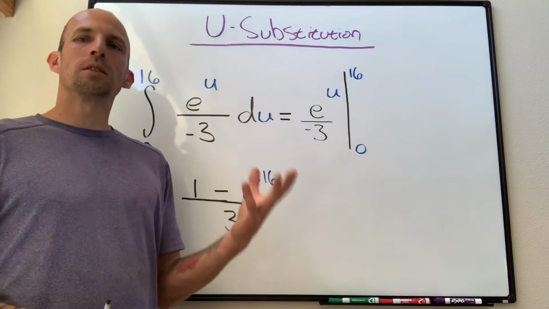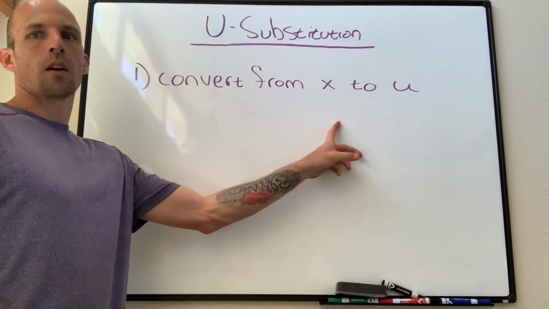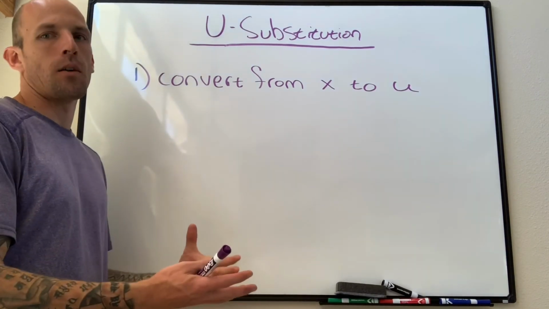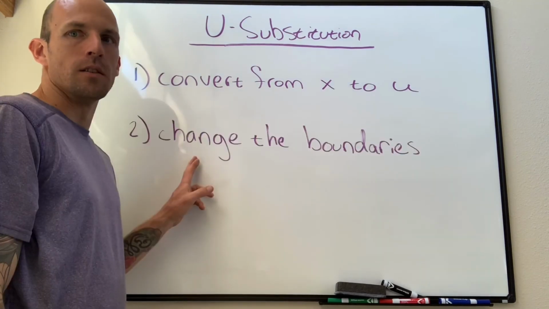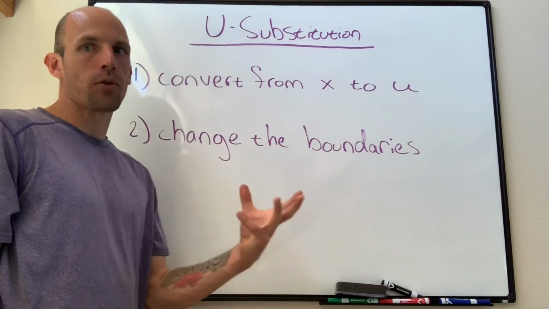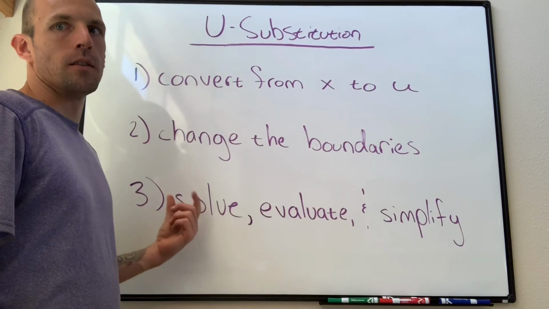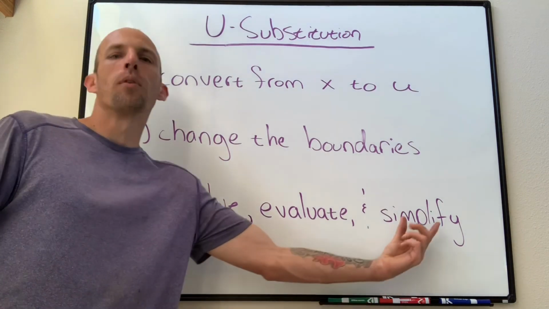It is a 3-step process when doing a U substitution. Step 1, convert from x to u. This is so that you can cancel out some terms that are in your way and create a simpler integral. Step 2, change the boundaries of your integral from x to u as well. Step 3, solve the integral, evaluate at your new boundaries, and then put it in its simplest form.